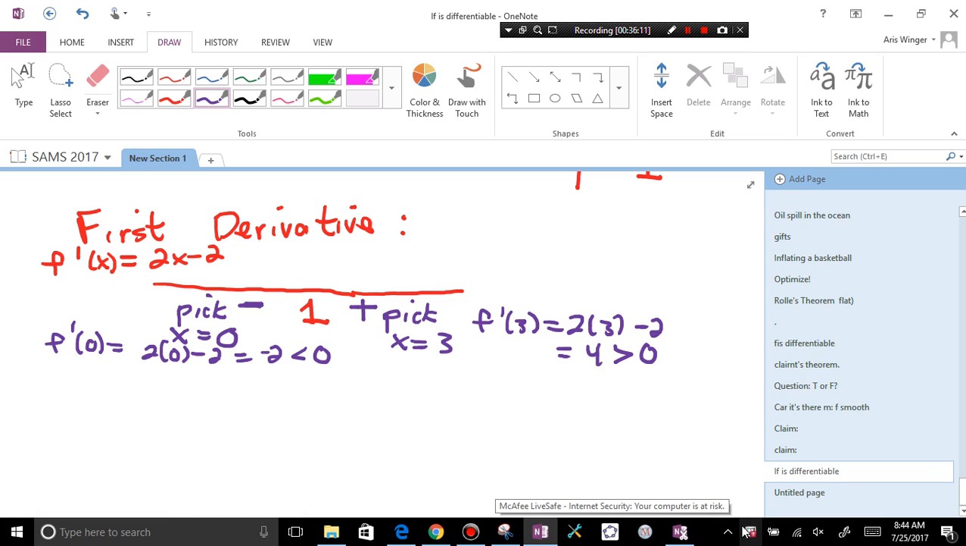So I did a sign chart for the derivative of f. I now have it as the case that f prime is negative before 1, it's 0 at 1, and then it's positive after 1. That means, by the mean value theorem, that f is decreasing before 1, it's flat at 1, and then it's increasing after 1. That makes 1 a minimum. I'm now going to state the first derivative test.